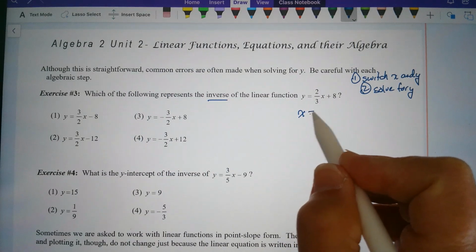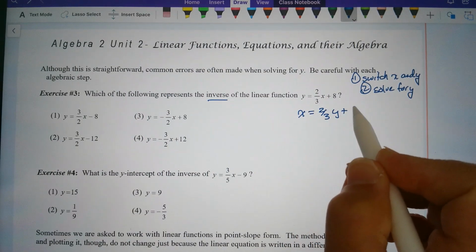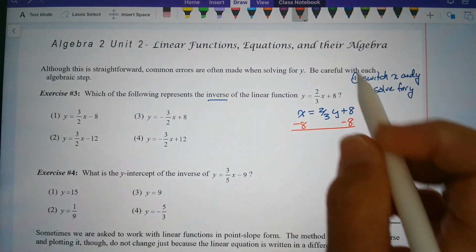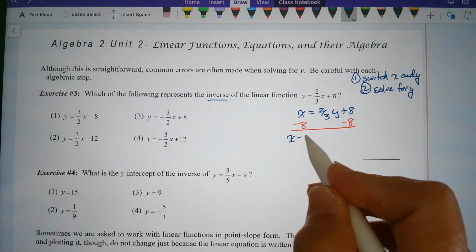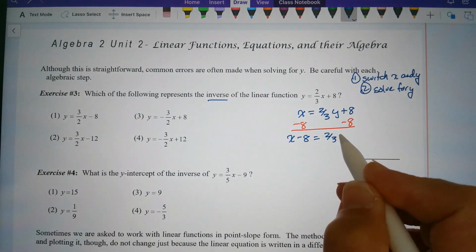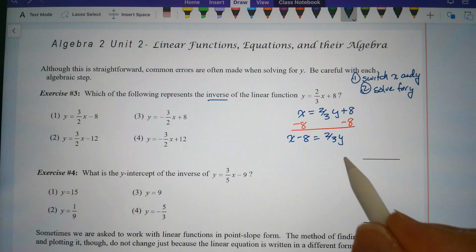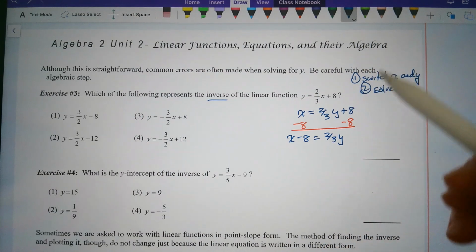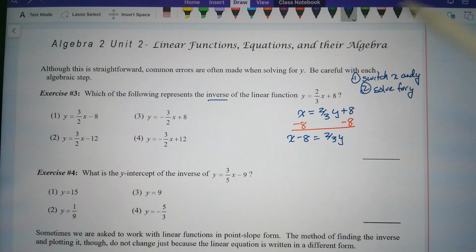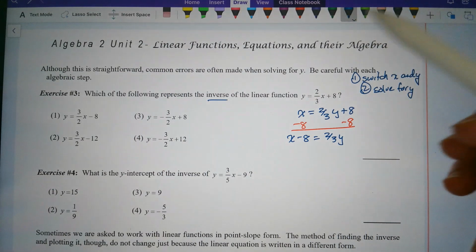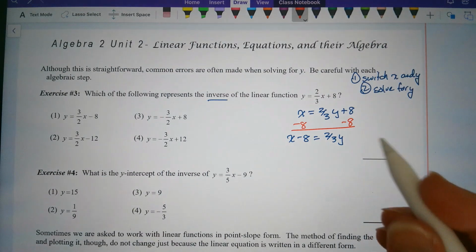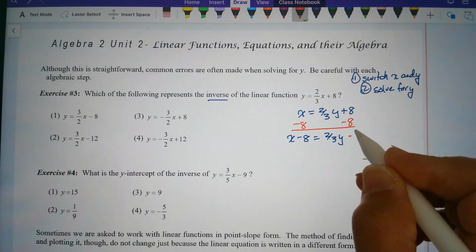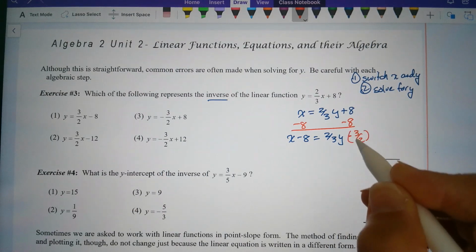Okay, so x equals 2/3 y plus 8. Now solve for y. Subtract 8 from both sides: x minus 8 equals 2/3 y. Now, this is 2/3 times y. We can divide by 2/3. But you should know this: dividing by the fraction 2/3 is the same as multiplying by the reciprocal. So the reciprocal of 2/3 is 3/2. So we're multiplying both sides by 3/2.